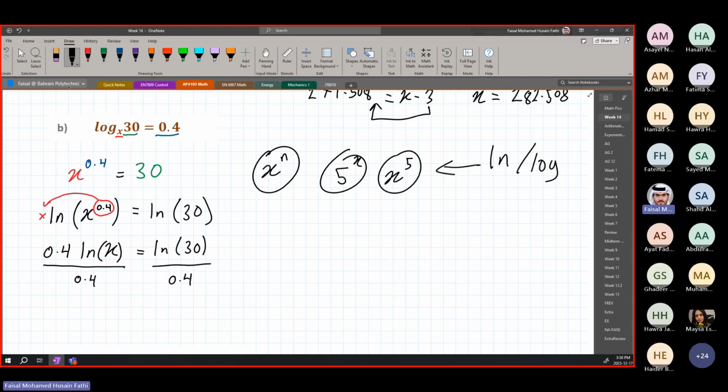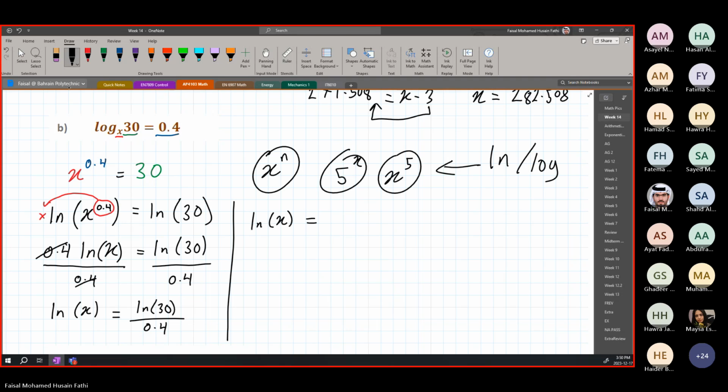0.4. So ln, this 0.4 and 0.4 will cancel. Ln of x is equal to ln of 30 over 0.4. Since these are all numbers, we can put it in a calculator and find the value. So ln of x is equal to ln 30 divided by 0.4, which is equal to 8.503. Okay? Again, what does this mean?